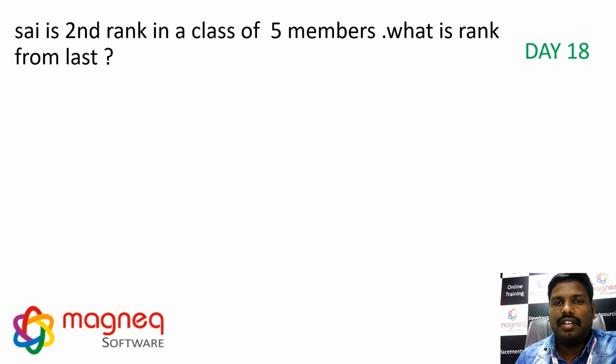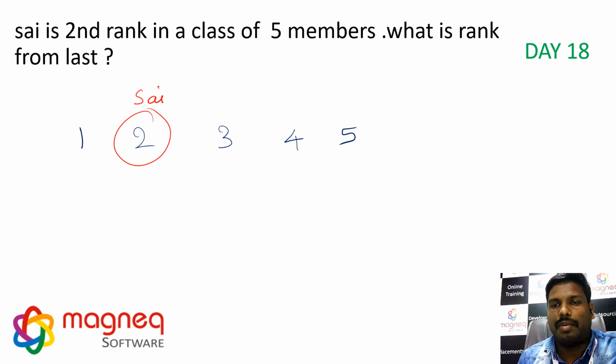Sai is second rank in a class of 5 members. So what is the rank from last? There are a total of 5 members: one, 2, 3, 4, 5. And Sai is second rank. Rank from last: from last, one, two, three, fourth. So fourth person from last.